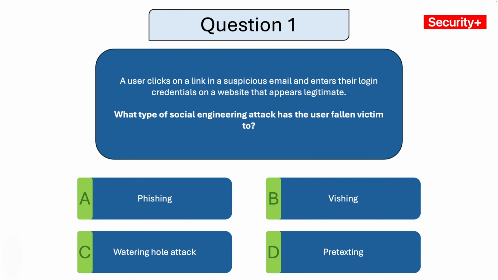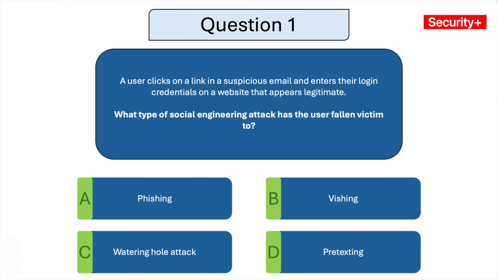Question 1. A user clicks on a link in a suspicious email and enters their login credentials on a website that appears legitimate. What type of social engineering attack has the user fallen victim to? A. Phishing, B. Vishing, C. Watering hole attack, or D. Pretexting? All right, so for this question, you're going to need to understand which one does what and when it's used. But let's go ahead and start with vishing.